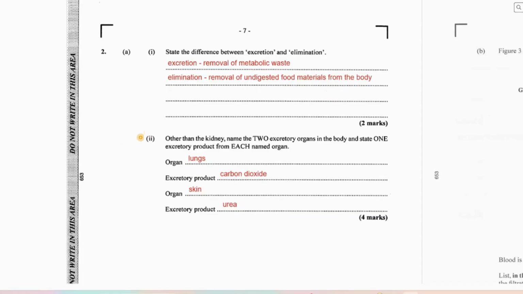So then we have part 2. Other than the kidney, name the 2 excretory organs in the body and state 1 excretory product from each named organ. So you have the lungs, which get rid of carbon dioxide. You also get rid of heat. This could be another option.